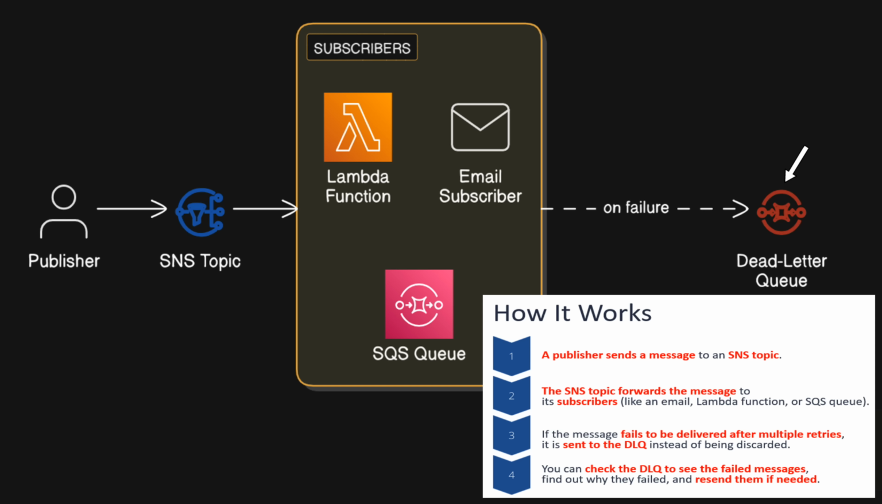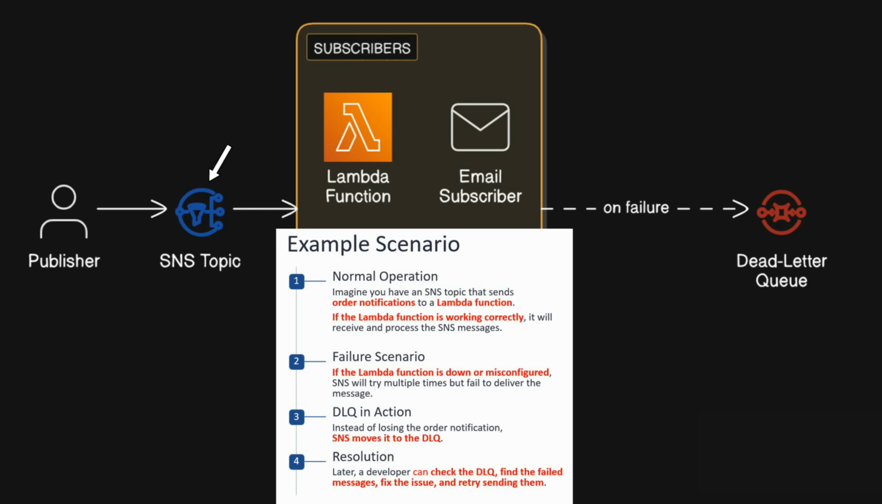Now we will see an example scenario. Imagine you have an SNS topic that sends order notifications to a Lambda function. If the Lambda function is working correctly, it will receive and process the SNS messages. If the Lambda function is down or misconfigured, SNS will try multiple times but fail to deliver the message. Instead of losing the order notification, SNS moves the message to the DLQ. Later, a developer can check the DLQ, find the failed messages, fix the issue and retry sending the messages.